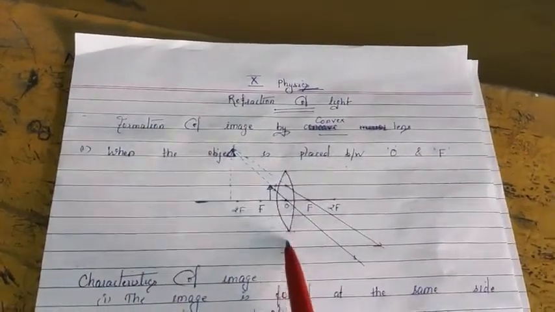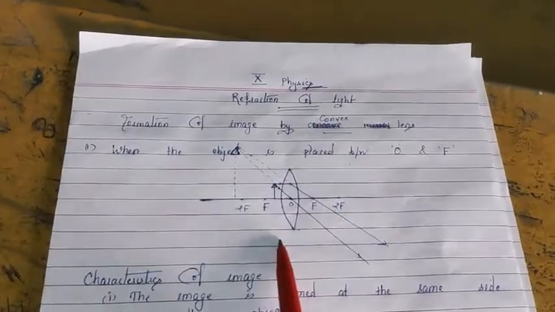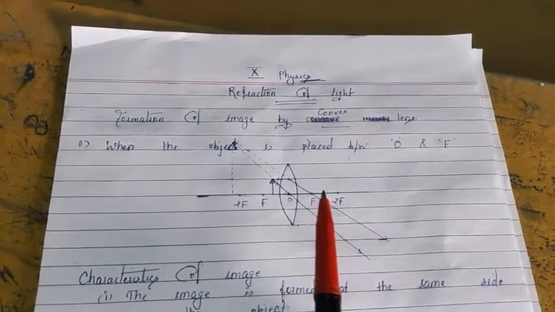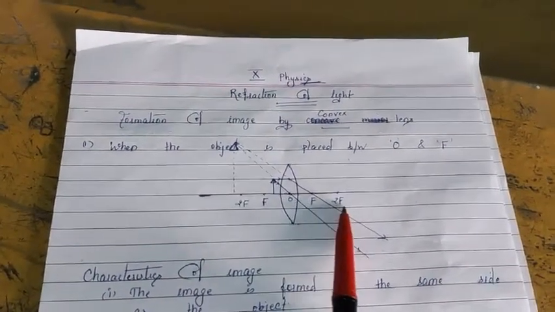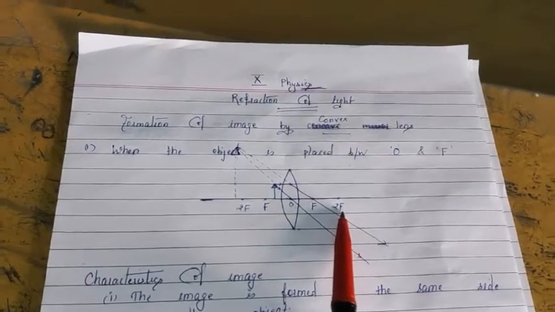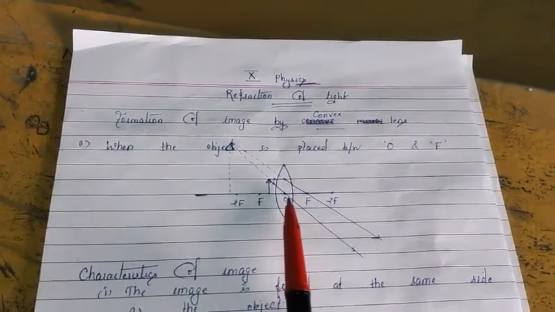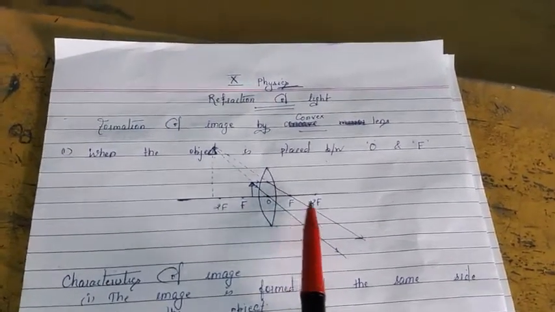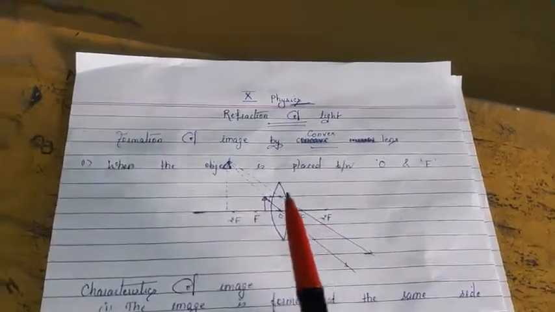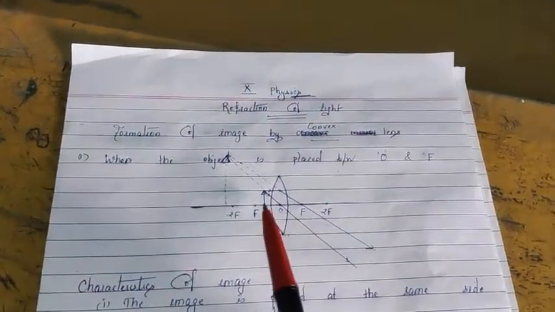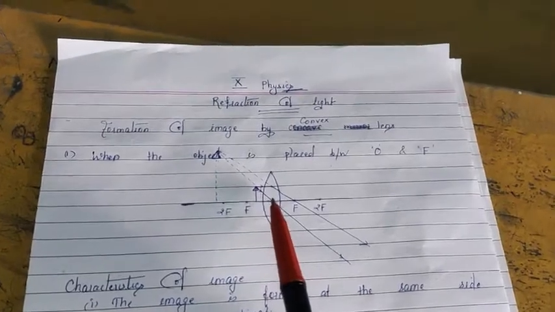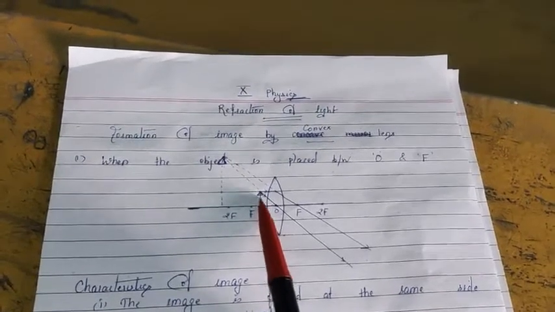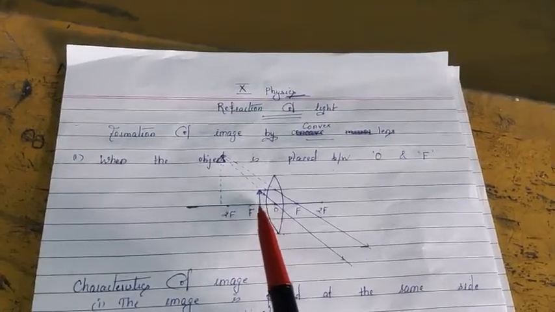First of all, we have to draw a diagram of lens, convex lens, draw principal axis, show the sign of focus and twice of focus. Just you have to keep one point in your mind, that the distance between O and F should be equal to the distance between F and 2F. Now, according to the question, we have to place the object between O and F, like here. Now this is the object, and for this object we have to form the image.